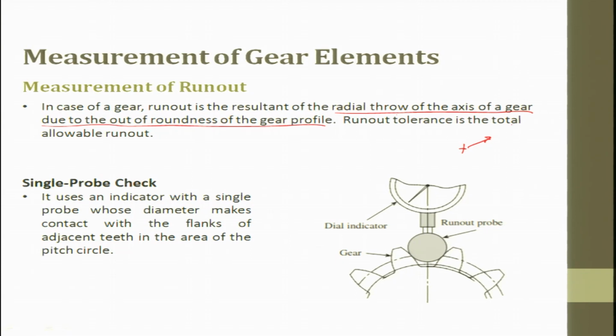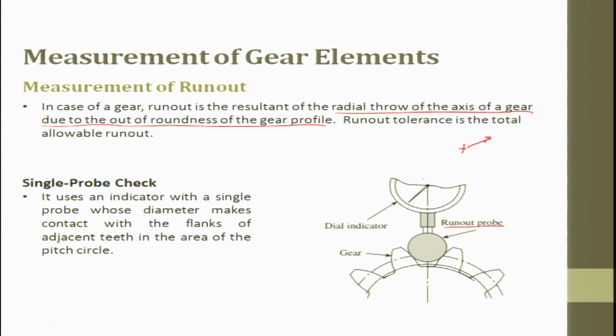The runout tolerance is the total allowable runout. When we try to specify, we also specify the runout tolerance; when we talk about assembly, we talk about runout tolerance also. So, how do we do that? We have a dial gauge which is set on top of a probe. This is called a runout probe, which is nothing but a ball, or a wire cylinder. So, this is resting on top of it.